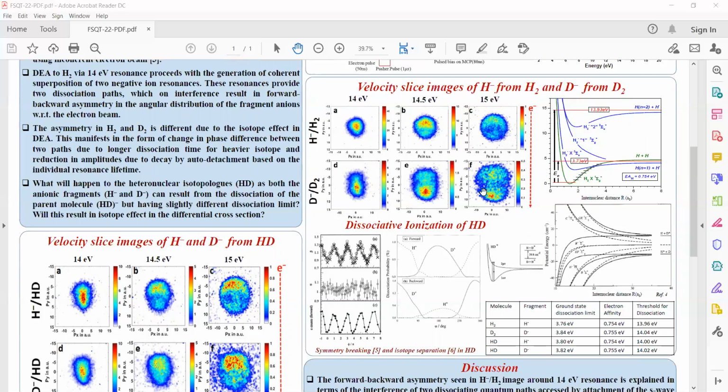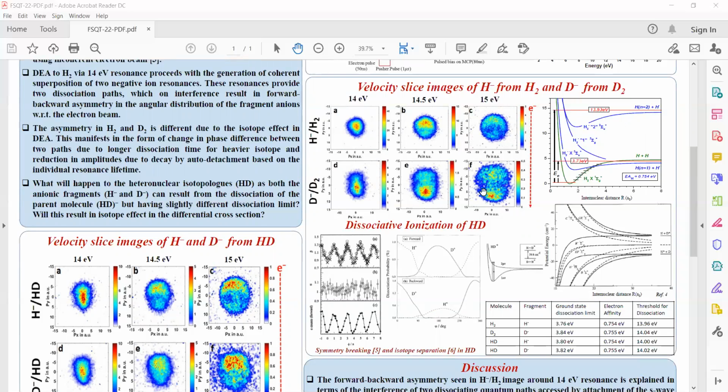Now coming to HD, which is another isotopologue of H2 but heteronuclear. Now the question is what will happen for the heteronuclear isotopologue, as both the ionic fragments H minus and D minus can result from the dissociation of the parent molecule HD minus, but with slightly different dissociation limits. Will this result in an isotope effect in the differential cross section?